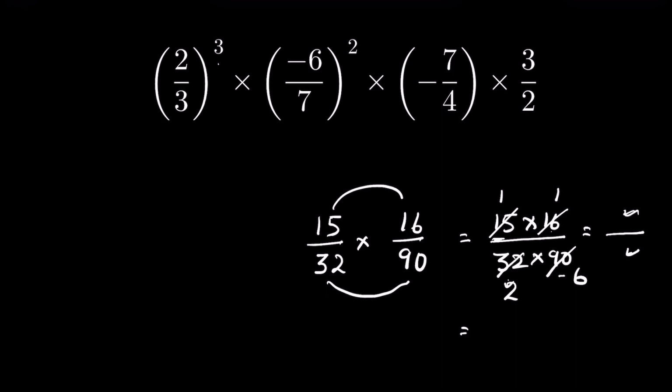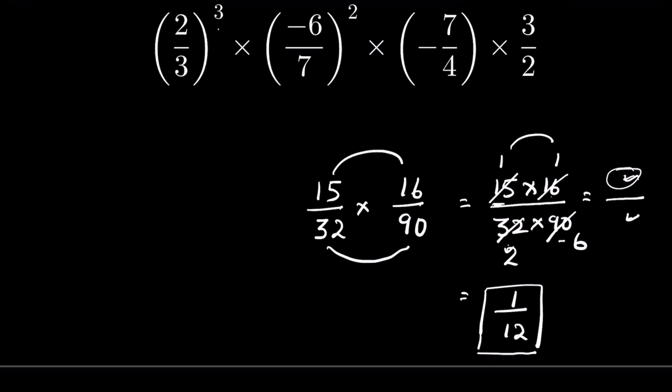Now what you have? Now you can multiply easier. Now 1 times 1 is 1 and 6 times 2 is 12. So this way you can do the multiplication of fractions. Rather than big results and dividing later on, you divide here only and then write the result.